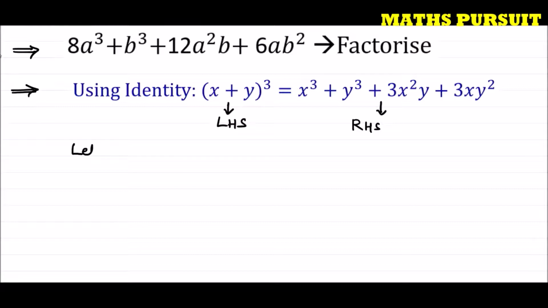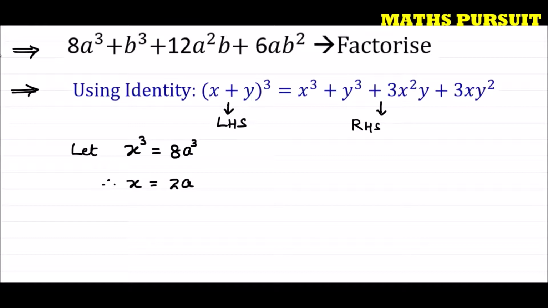So let x cube be equal to 8a cube. I'm just assigning this, looking at the identity and the given expression. Therefore I can write x is equal to 2a. Hope guys I'm very clear till here. How 2a? Because 2 into 2 into 2 is 8 and a into a into a is a cube. So the question has given us x cube, and we have considered let x cube be equal to 8a cube. Therefore x is equal to 2a.